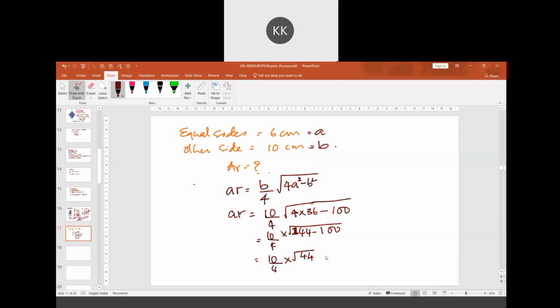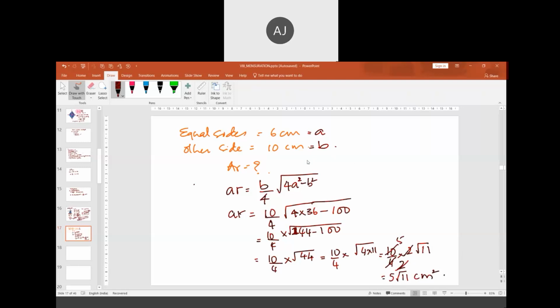So the area is 10 by 4 times root of 44. This can be written as 10 by 4 times of root of 4 times 11. So 10 by 4 times of root 4 will be 2, so 2 root 11. It will be 5 root 11 centimeter square. Sir, I have one question.